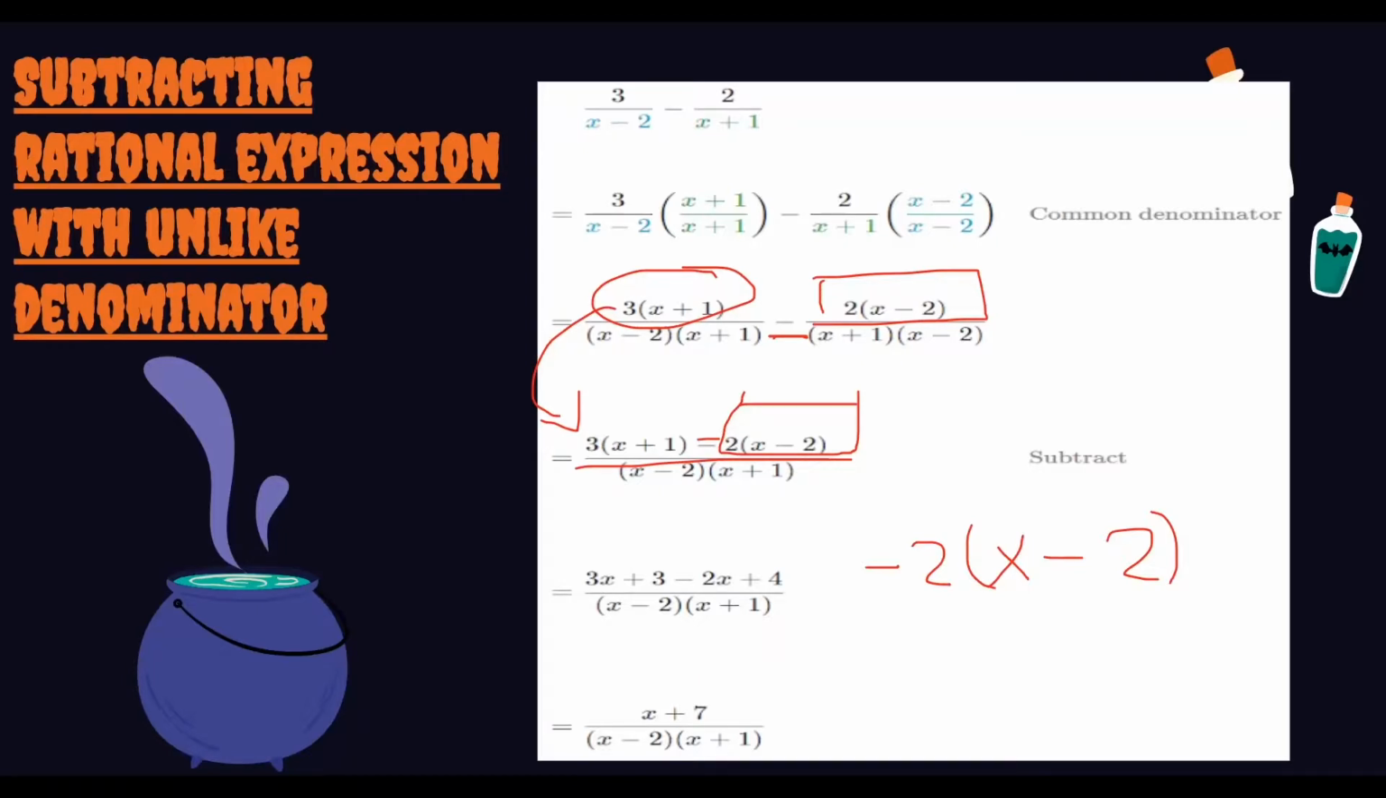And so negative 2 times x is negative 2x. Negative 2 times negative 2 is positive 4. That's exactly what you have in here. And then once you have that, you are supposed to combine the like terms. So 3x minus 2x is just x. Plus 3 plus 4 is just plus 7, and you keep the denominator. Bingo, that's your answer. So the only thing to be cautious about when you're subtracting rational expressions is that you will have to distribute the negative sign. So whatever you have in the parentheses after the negative sign, the signs are going to change. Thumbs up, we understood?